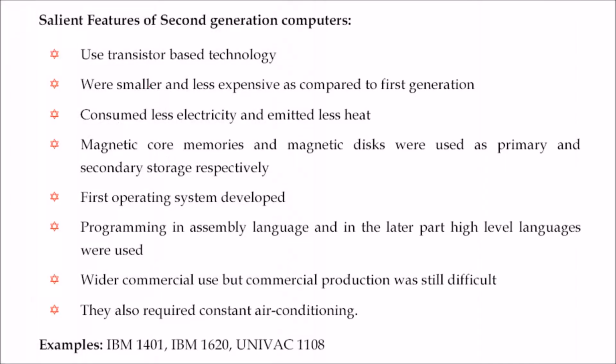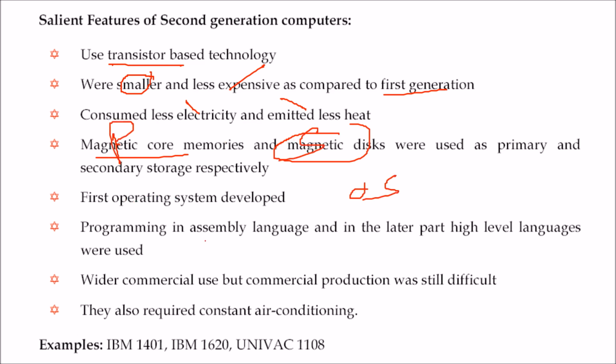The salient features of the second generation: transistor-based technology, smaller and less expensive compared to the first generation, less electricity, less heat, magnetic core memories as primary and magnetic disk as secondary memory. The first operating system was developed, and programming was in assembly language and later high-level languages, which we just discussed. Commercial application started, but production was quite difficult at that time, and it also required constant air conditioning. All these are examples of second generation computers.